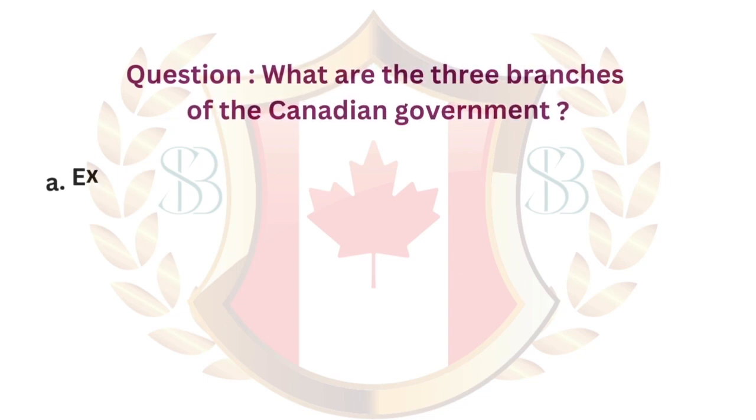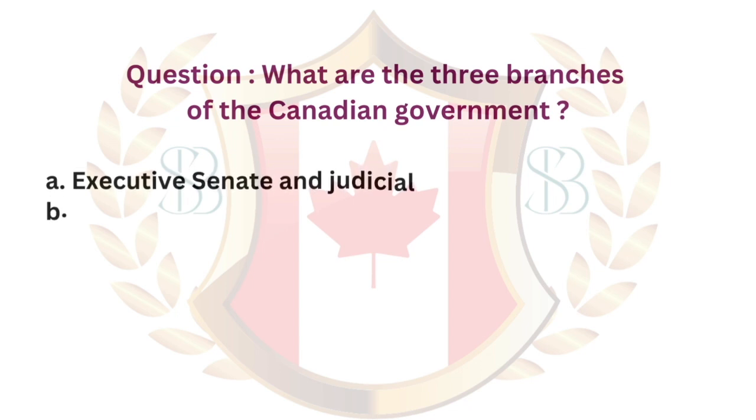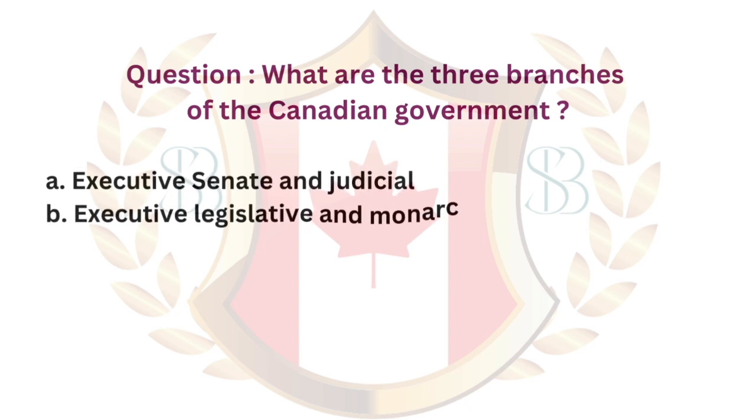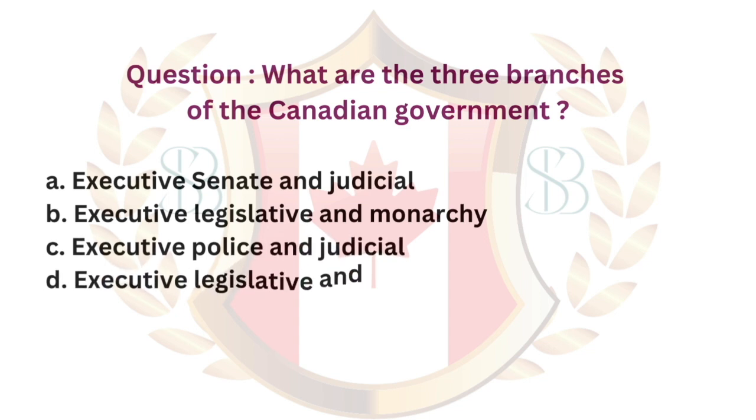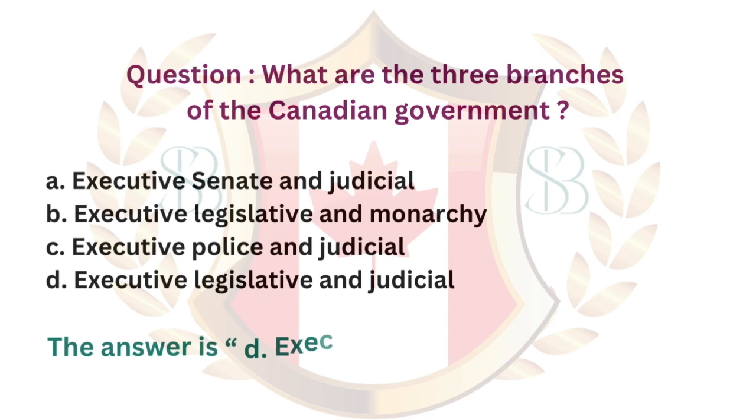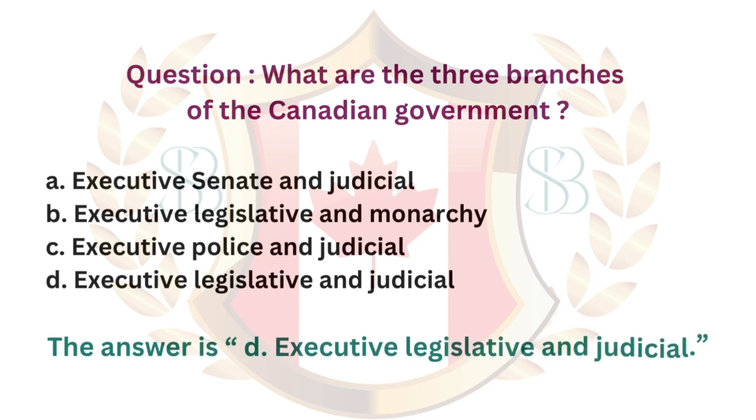Question. What are the 3 branches of the Canadian government? A. Executive, Senate and Judicial. B. Executive, Legislative and Monarchy. C. Executive, Police and Judicial. D. Executive, Legislative and Judicial. The answer is D. Executive, Legislative and Judicial.